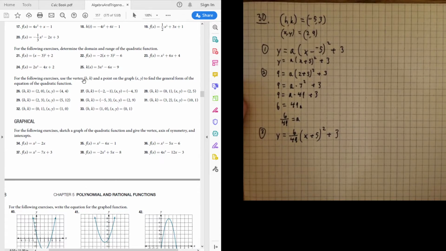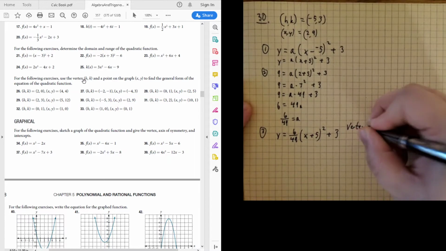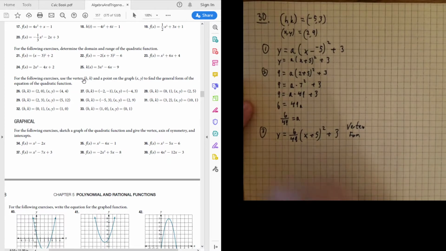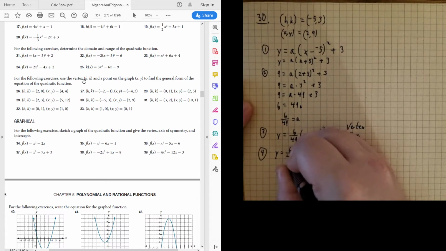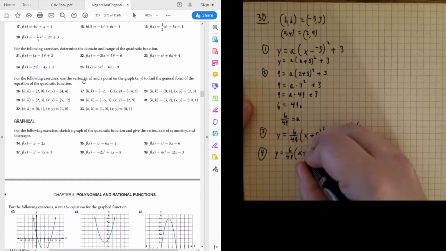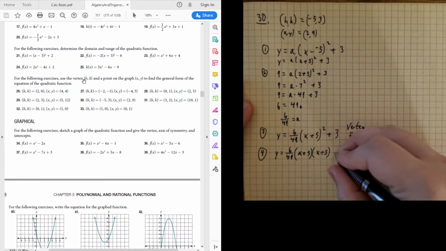Okay, this is now written in vertex form. If the problem says write it in vertex form, we are finished. If the problem says write it in standard form, we now need to keep going. So step 4. I'm going to rewrite y equals 6 over 49 times x plus 5 times x plus 5 plus 3.